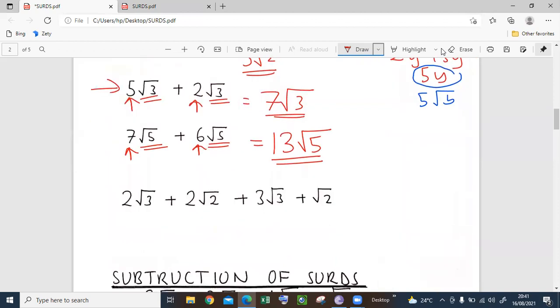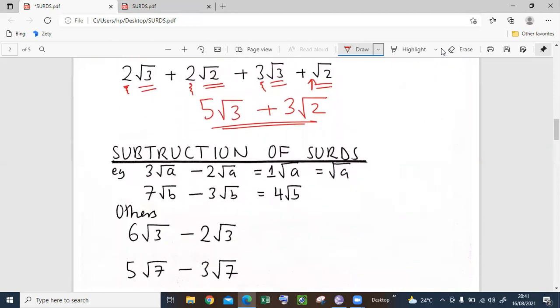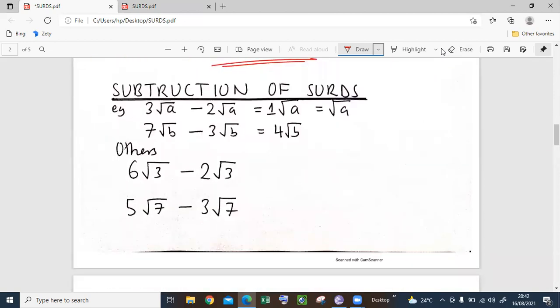Now here I have an example. I have 3 root 3 with 2 root 3. That gives me 2 plus 3, which is 5 root 3. Then I have 2 root 2 and root 2. When I add these, 2 plus here there is a 1, I will get 3 root 2. This is how we add surds.